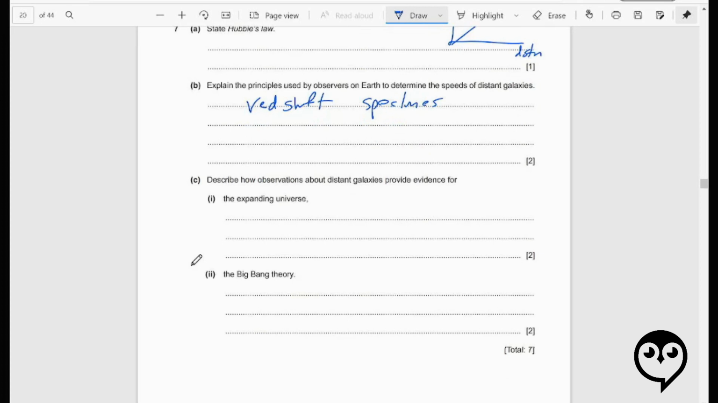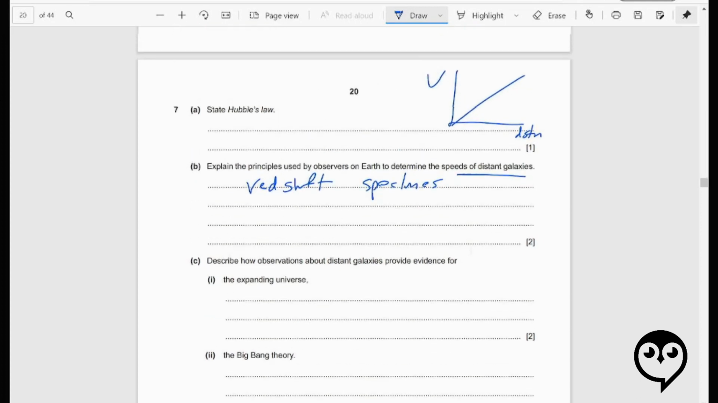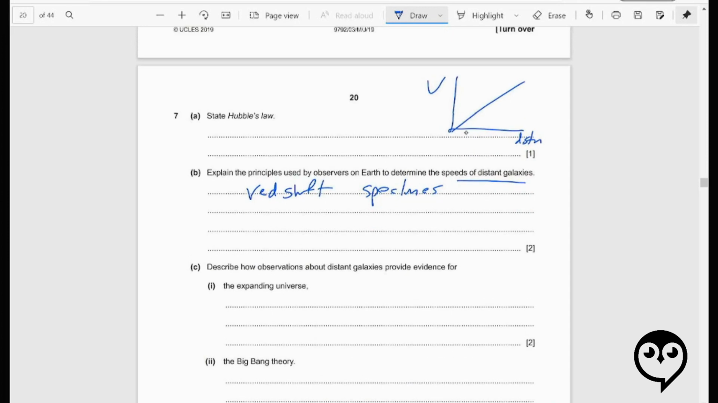Describe how observations about distant galaxies provide evidence for the expanding universe. Well, we've said that from the redshift we can calculate the speeds of these distant galaxies. We can also calculate the distance, and we do see that the galaxies which are the furthest away are moving the fastest.